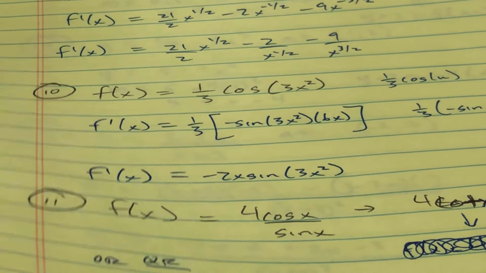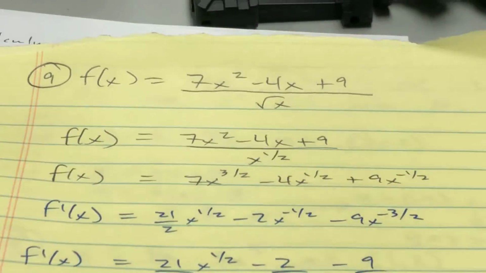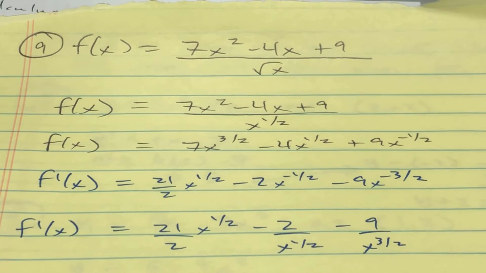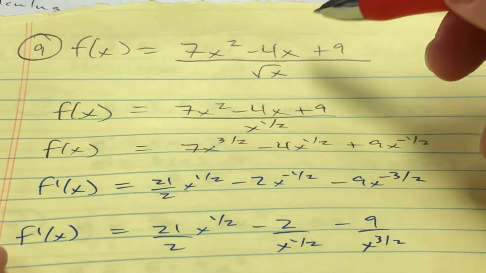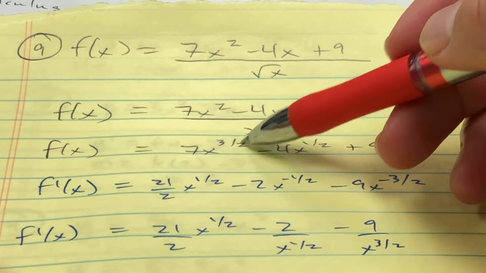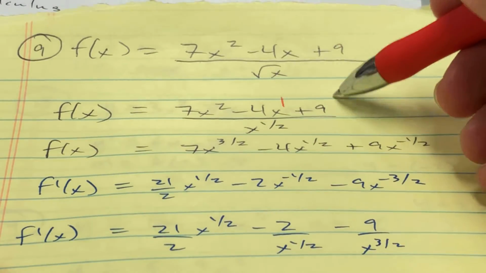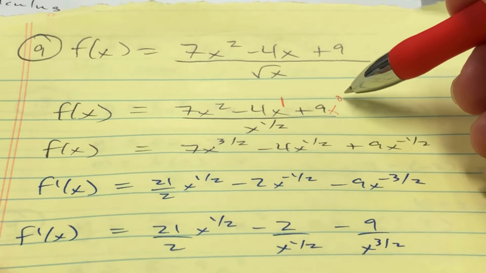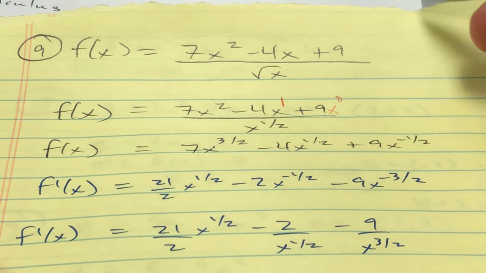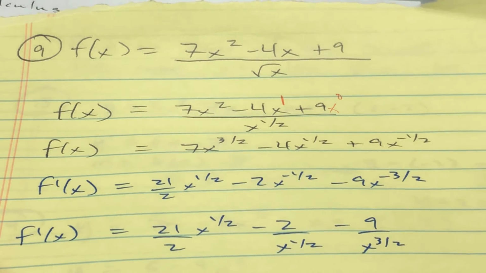Number 9, you got 7x squared minus 4x plus 9 over root x. So dividing by x to the 1/2, we're just going to subtract 1/2 power from all these terms. 2 minus 1/2 is that. 1 minus 1/2 is that. Now, that doesn't have anything, but think of it as x to the 0. 0 minus 1/2 is this. So plus 9x to the negative 1/2.